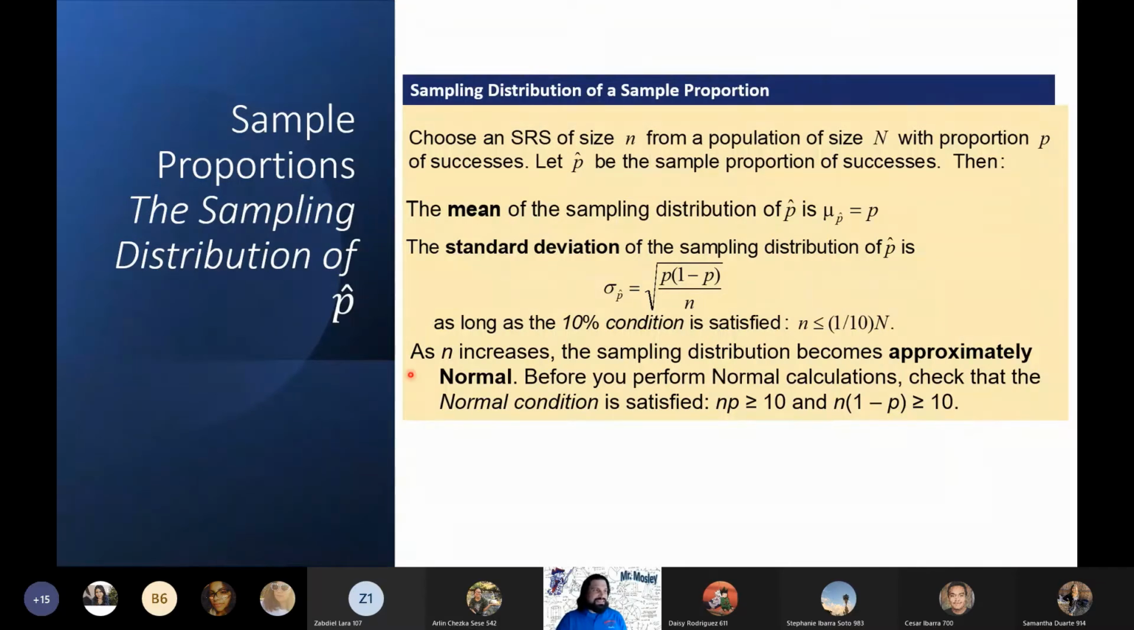This should be in your notes. These are the conditions and the things that we need for sample proportions. Please raise your hand if you need a moment to write this down.